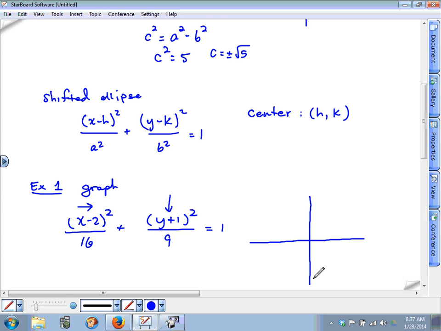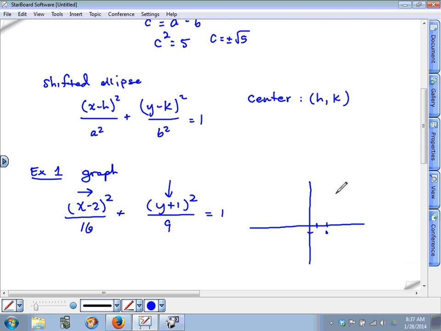The center of this ellipse has been shifted to the right 2 units and down 1 unit. So place a point right there, to the right 2 and down 1. Now, I'm going to make a suggestion. I don't know if necessarily your book makes the same suggestion, but this is what I'm going to make. Draw a new coordinate system centered around that point that you just made. So make a vertical line and a horizontal line going through that new point.